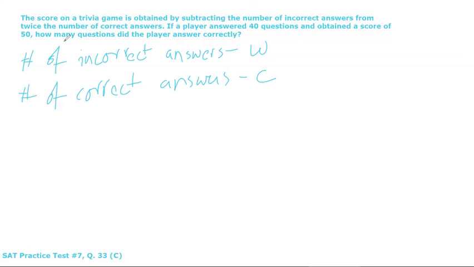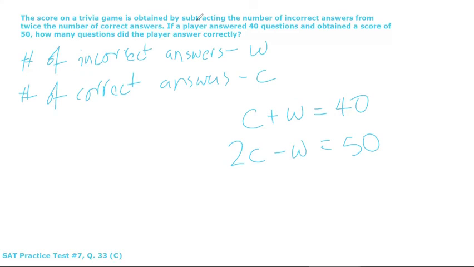Well, if there are 40 questions in total, that means the number of correct answers plus the number of wrong answers would add up to 40. That would be C plus W is equal to 40. And the score that the person gets is equal to 50. And we know that the score is obtained by subtracting the number of incorrect answers from twice the number of correct answers. So we have 2C minus W to be equal to 50.